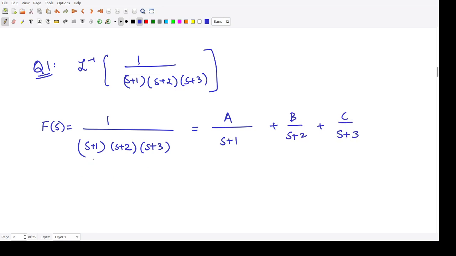So what we can do is take the LCM, so it would be a into s plus 2, s plus 3, and then b into s plus 1, s plus 3, and then c into s plus 1, s plus 2.